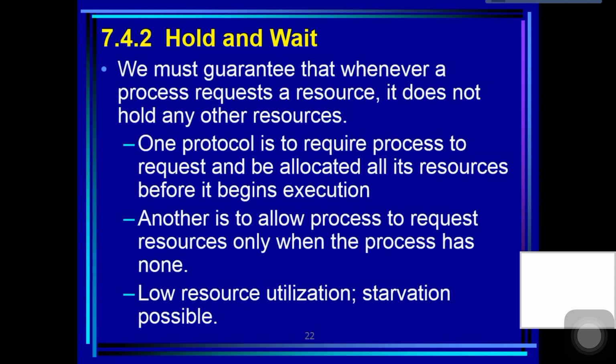An alternative protocol allows a process to request resources only when it has none. A process may request some resources and use them. Before it can request any additional resources, it must release all the resources that it is currently allocated.